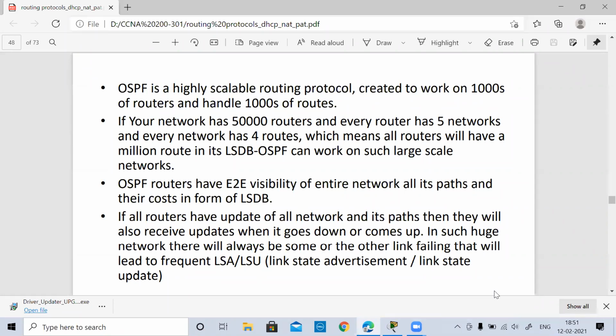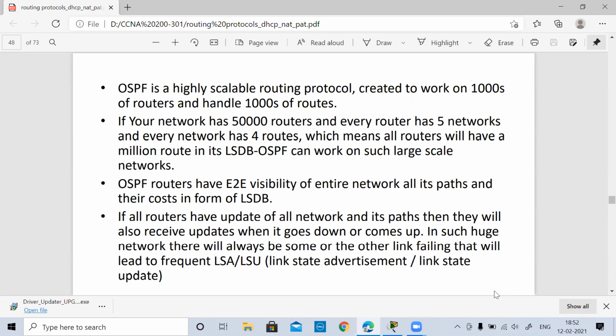Okay. And in such a huge network, there will always be some link failing, and that will lead to frequent link state advertisements or link state updates. Imagine you have this particular scenario, and every now and then you are sending some update of links going down, going up. So more or less, you are going to see a lot of congestion because every router is sharing this information.